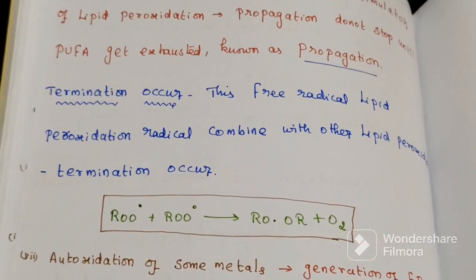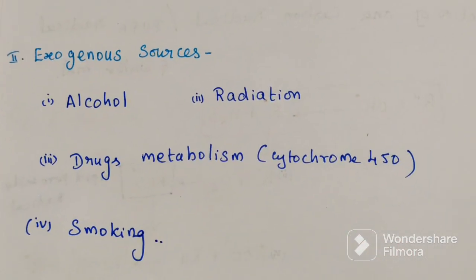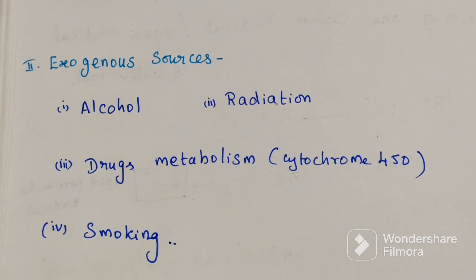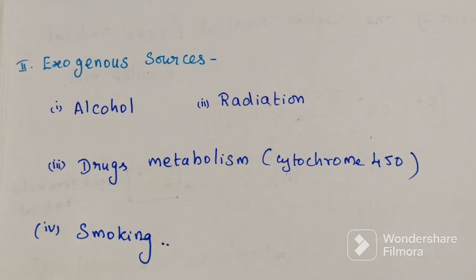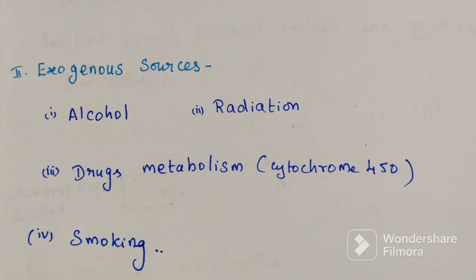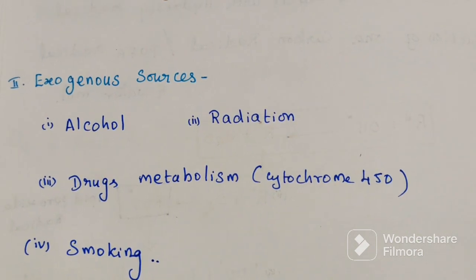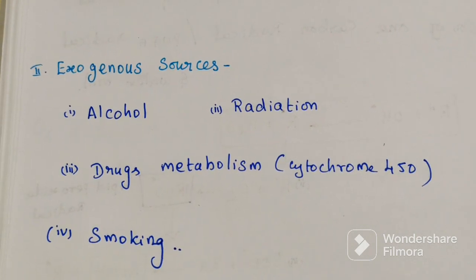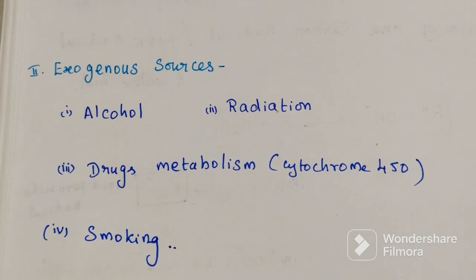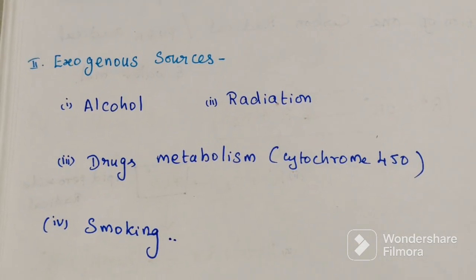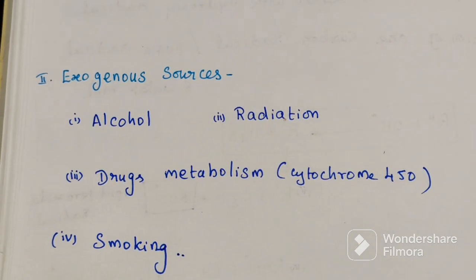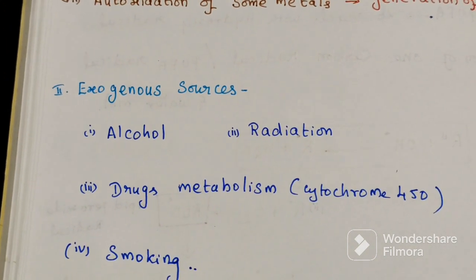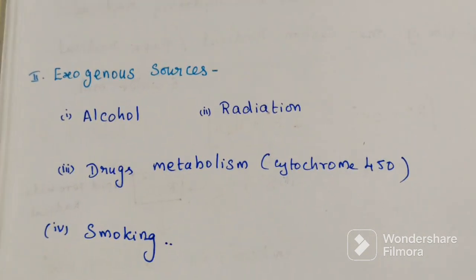They generate free radicals. Next, exogenous sources which induce free radical production include alcohol, which promotes lipid peroxidation. Second one is radiation, X-ray and ionizing radiation, which cause free radical formation. Then drug metabolism by cytochrome P450, which causes free radical formation, and smoking. These are the environmental factors which cause free radicals. So these are the sources of free radicals, exogenous and endogenous.